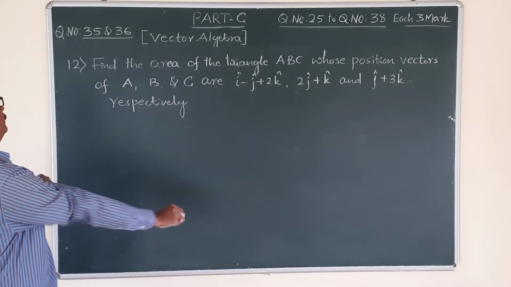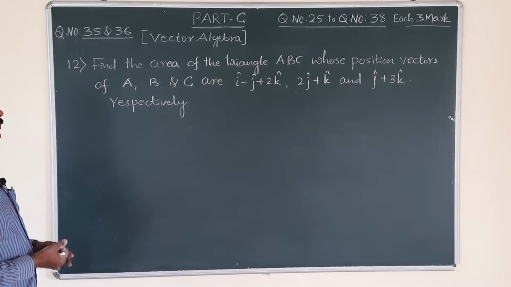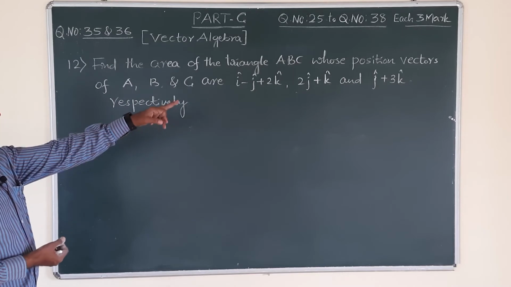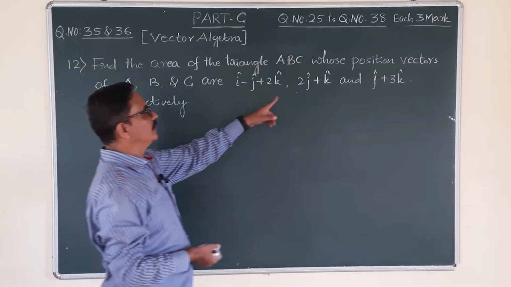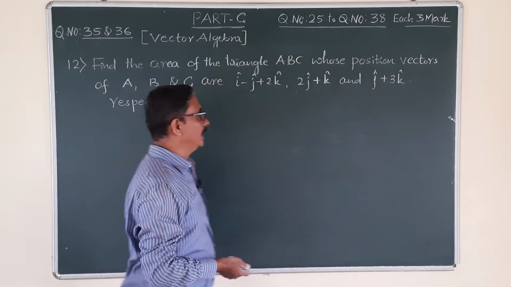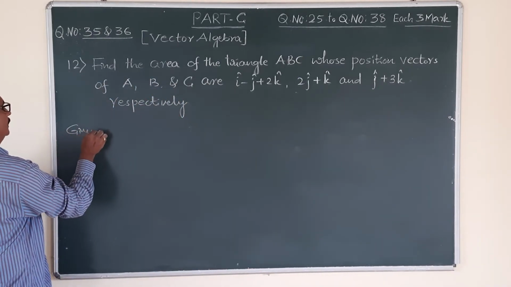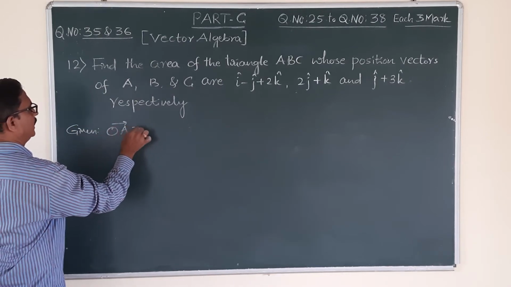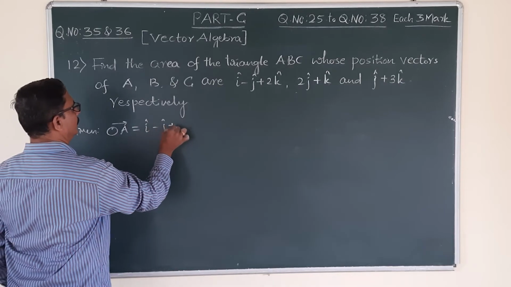Okay. Problem: find the area of the triangle ABC whose position vectors of A, B and C are given as i minus j plus 2k, 2j plus k and j plus 3k. Now, here 3 position vectors are given. The first position vector OA is 1i minus j plus 2k.